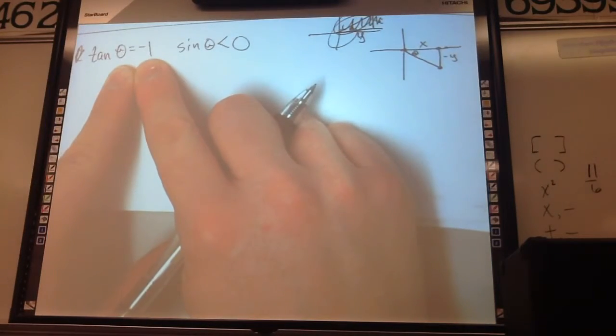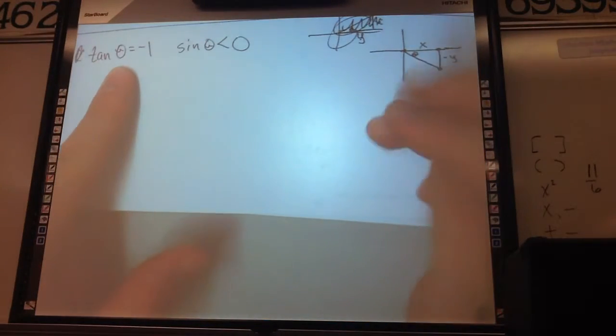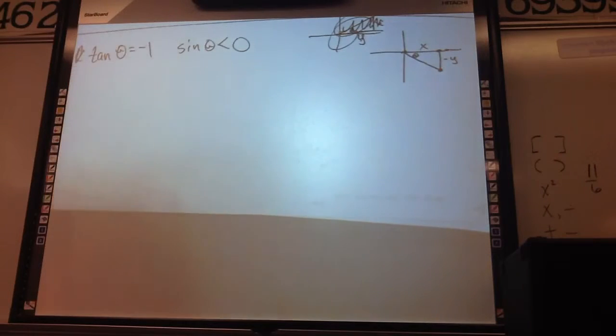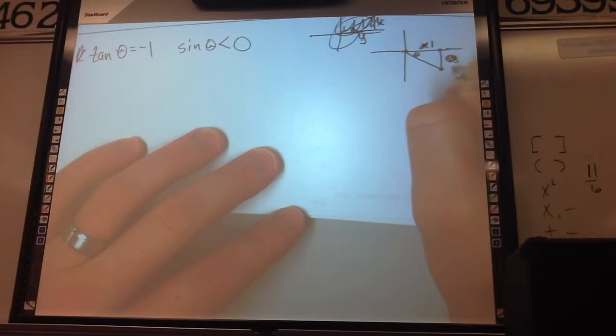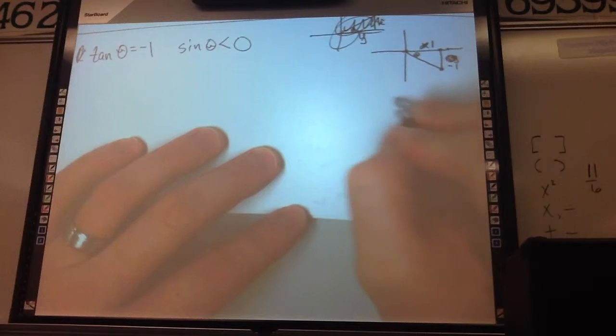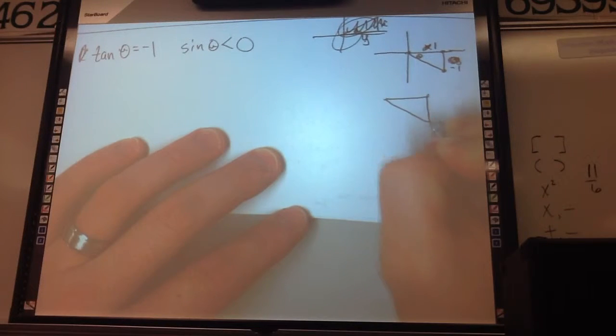How can I make it equal negative 1? Well, wouldn't each side just be 1? Is it 1 divided by 1? So x is 1 and y will be negative 1. So here's my triangle. This side's 1, this is negative 1. Now I just have to figure out the rest.